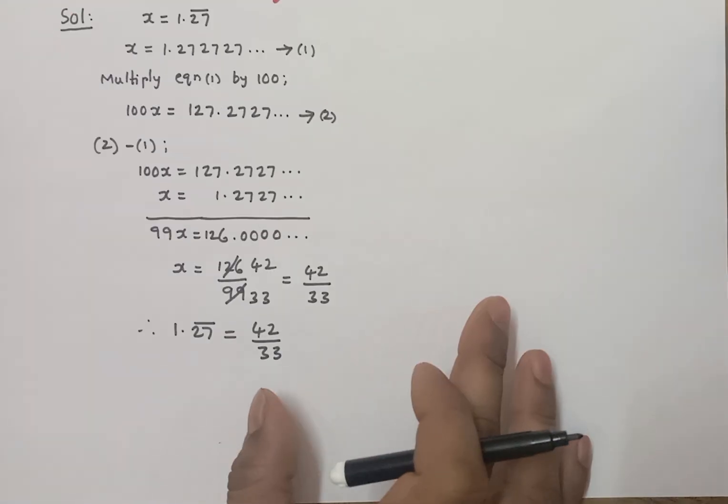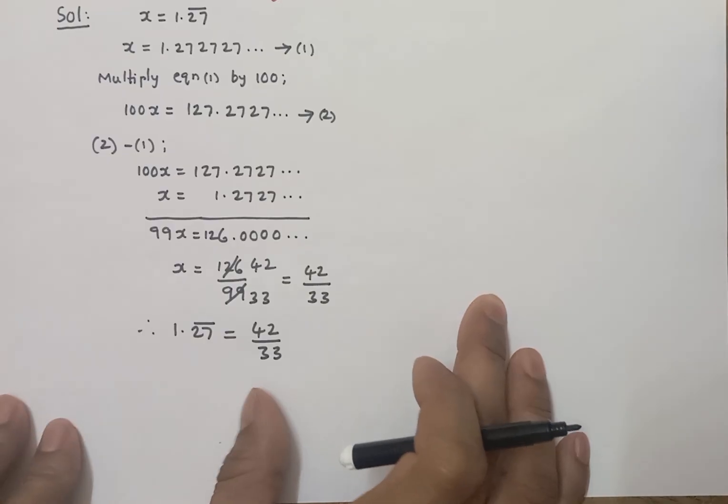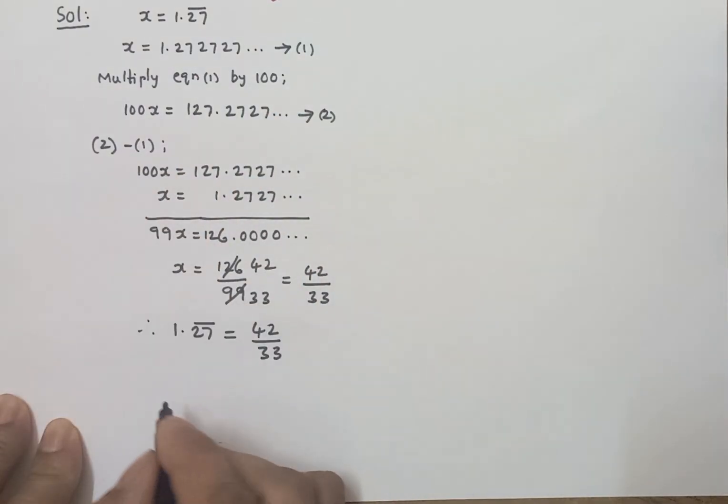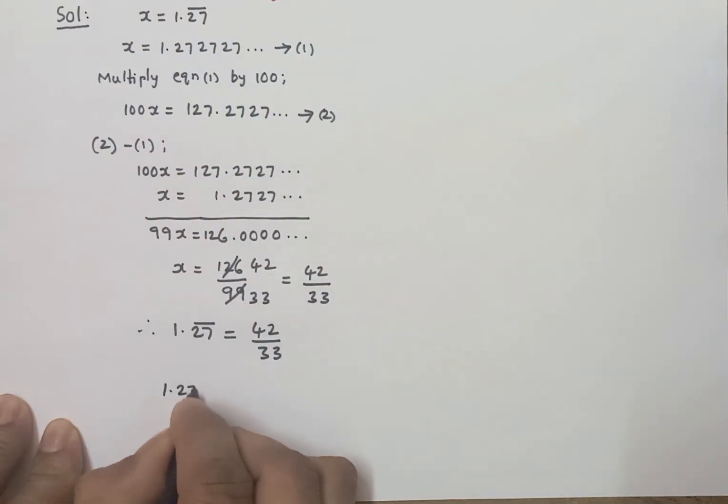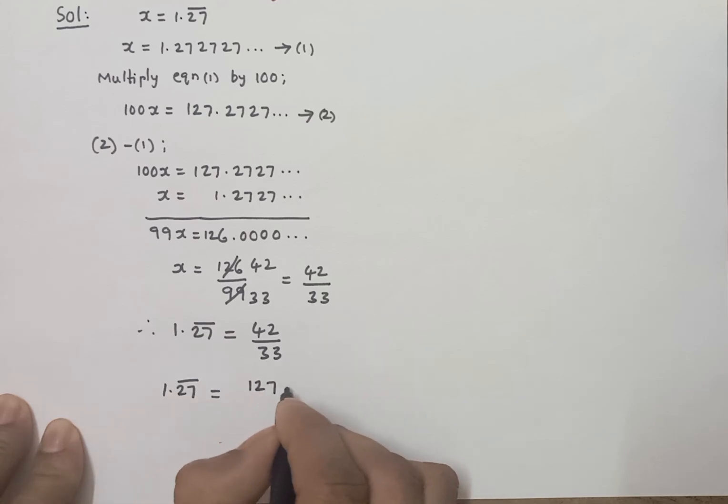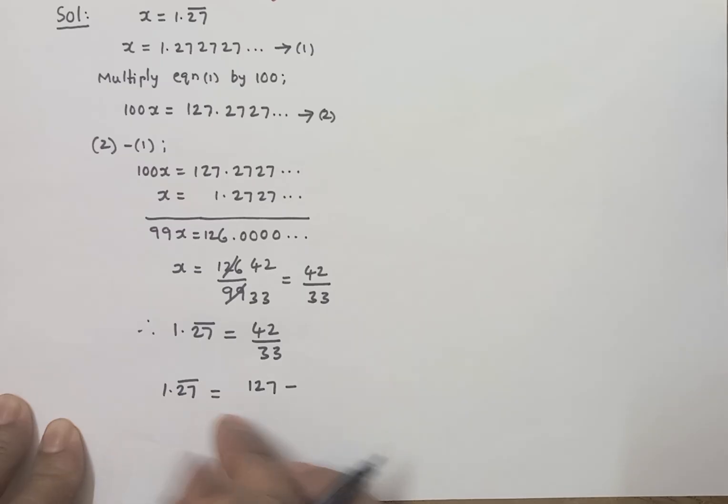Now let us see the shortcut for this, to get the answer without doing the total process. See, 1.27 bar is given, with the bar over 2 and 7. Listen carefully. Take the total number, 127, in the numerator, minus the part which does not have a bar. The part without a bar is only 1, so write 1 here.